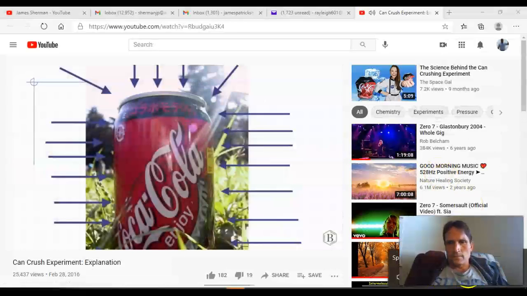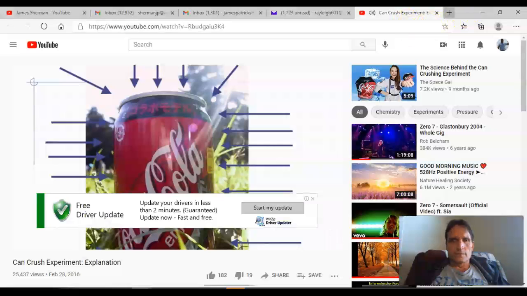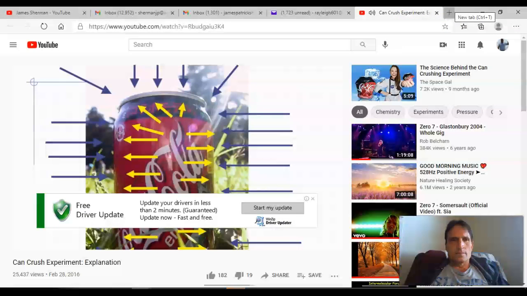So we have an open can here, and the air, the atmosphere that's being pulled down by the gravity of the Earth is pushing on the outside of the can. But since this is an open can, the air inside, that same air being pulled down by the Earth's gravity, is pushing out. And then we have this kind of equilibrium here where nothing happens to the can.